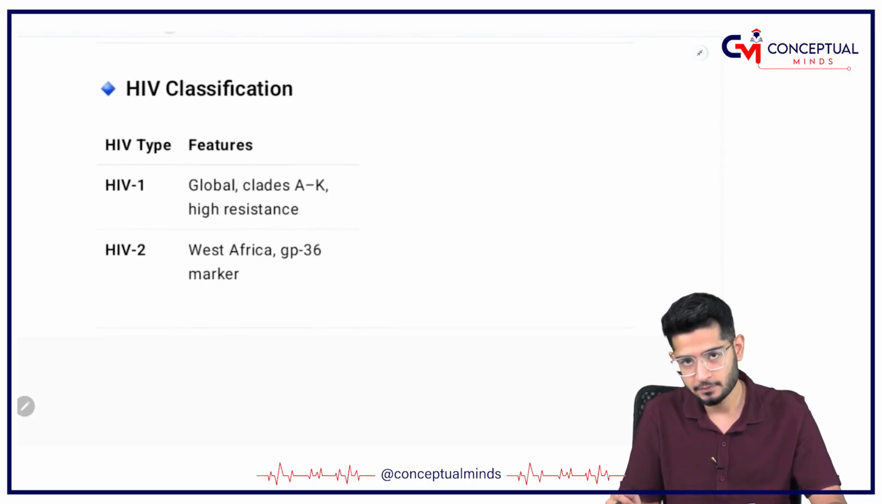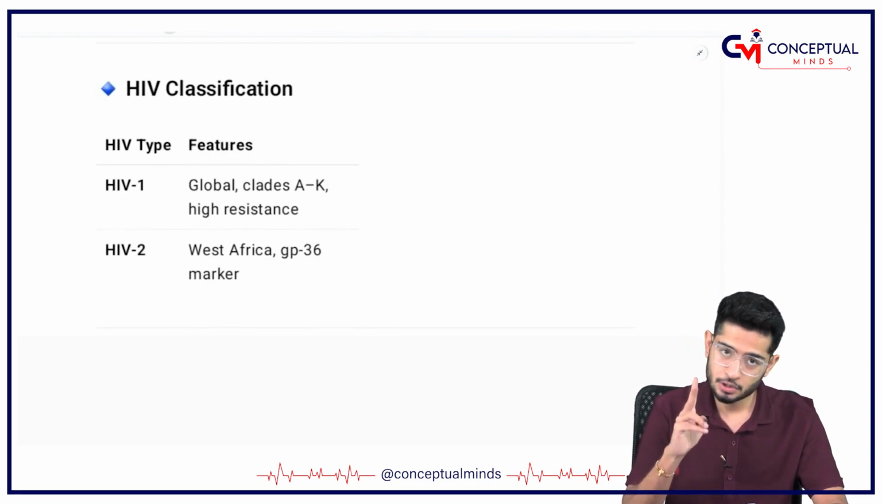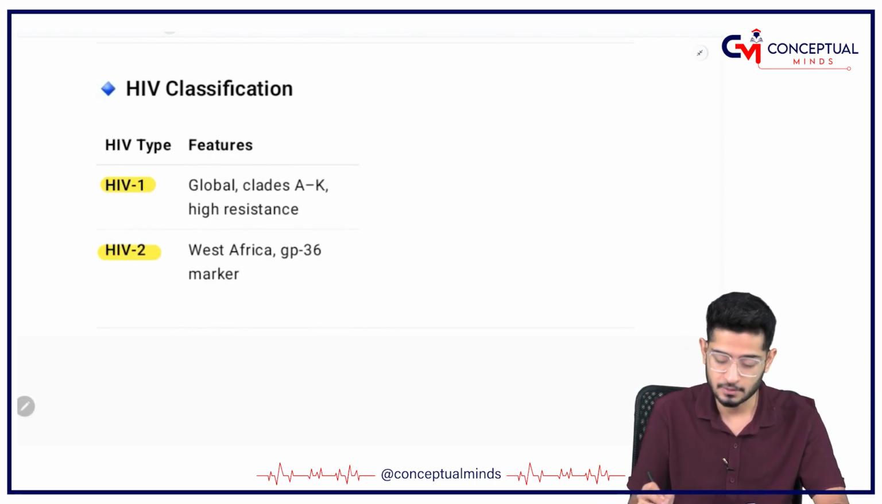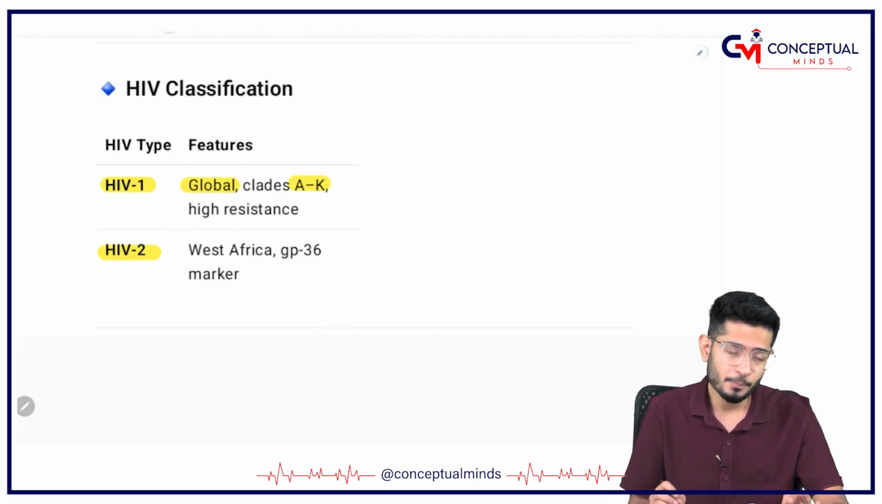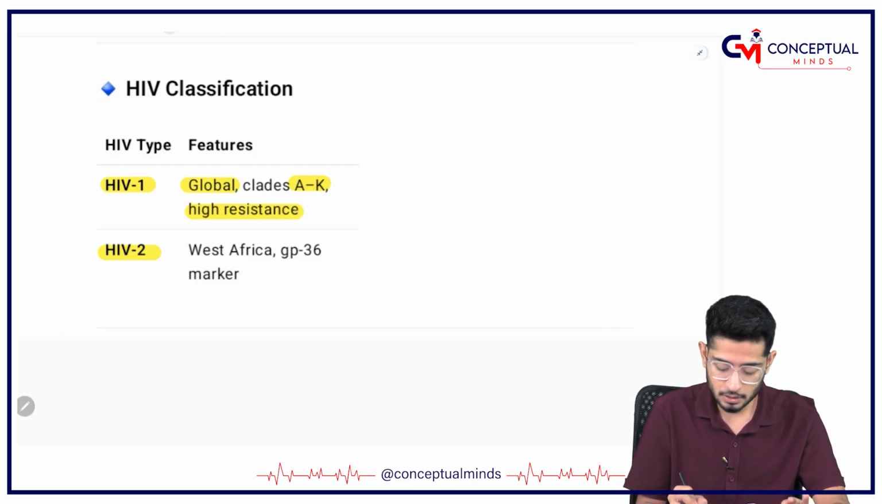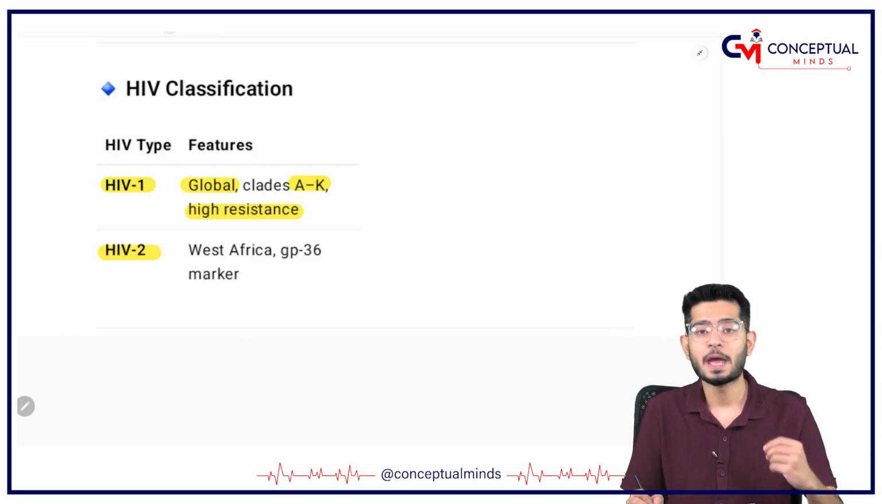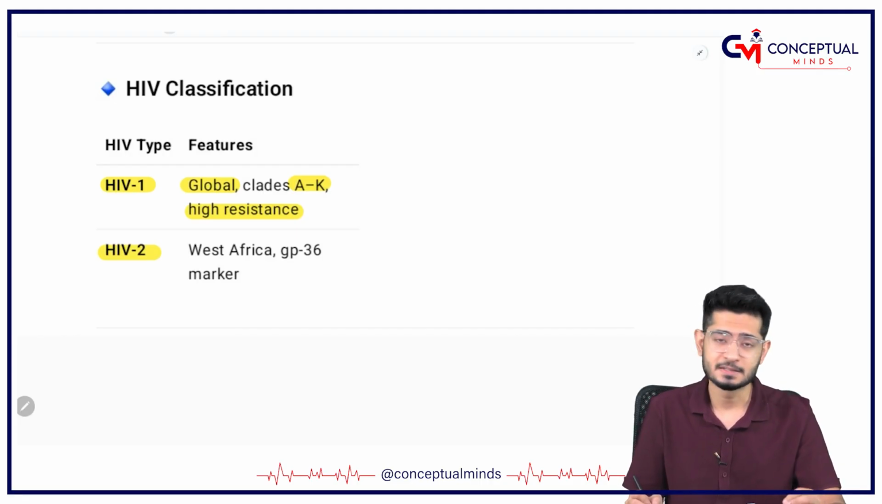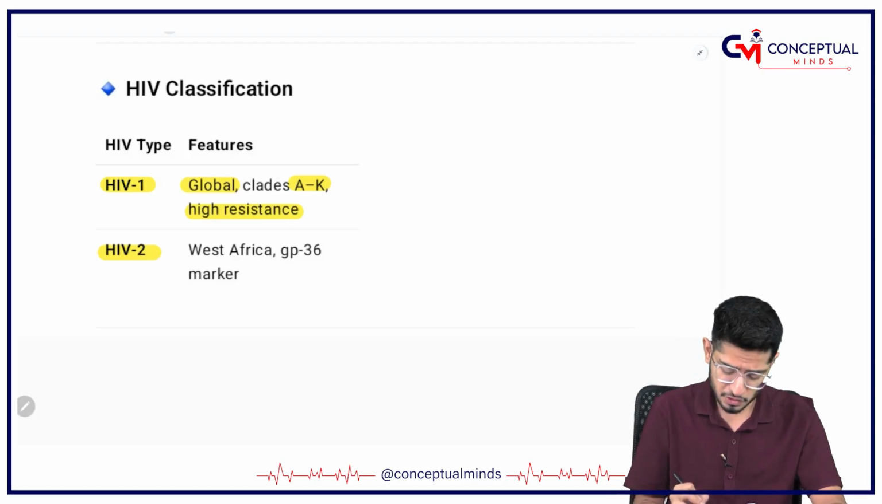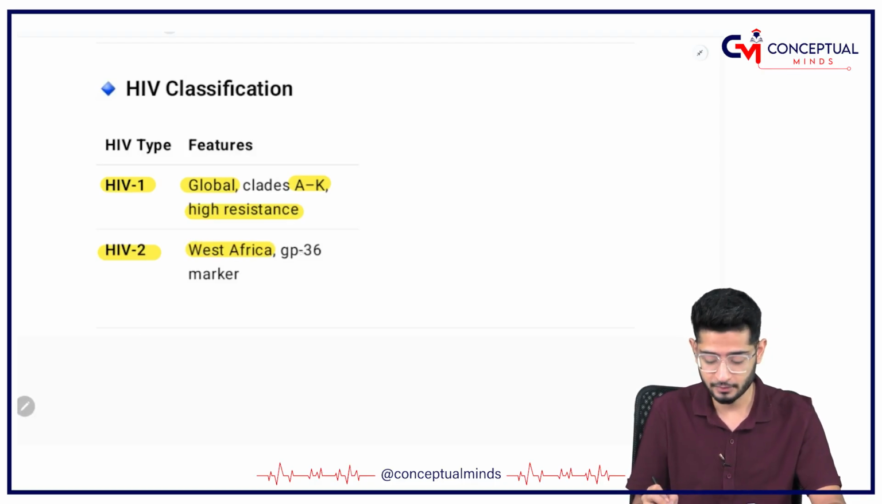Coming on to the types of HIV. So HIV has got two types, HIV-1 and HIV-2. HIV-1 is globally very common and it has got different clades like A to K. It's just the subtypes, okay, you can remember. But the problem with HIV-1 is that it has got a very high resistance. So any drug, if you are starting, the resistance is very high. And HIV-2 is mostly seen in West Africa, and GP36 is the marker.